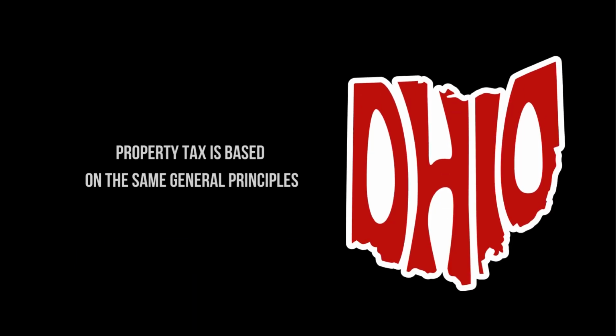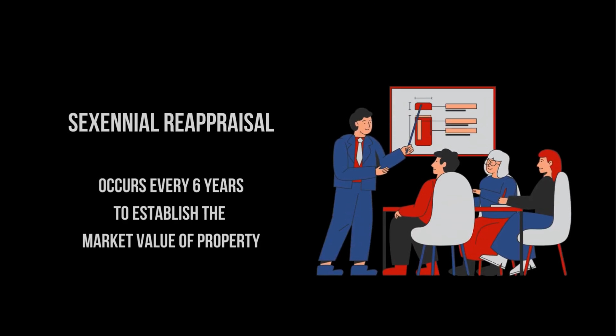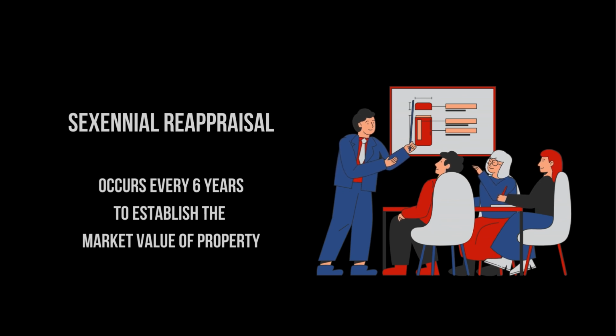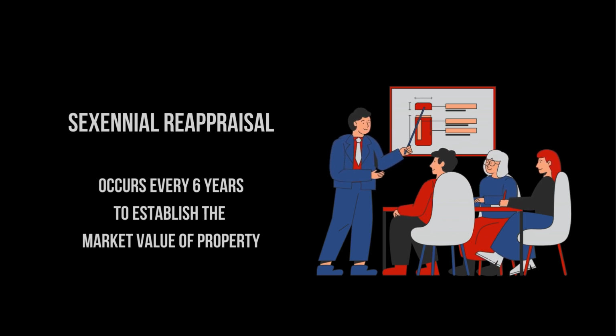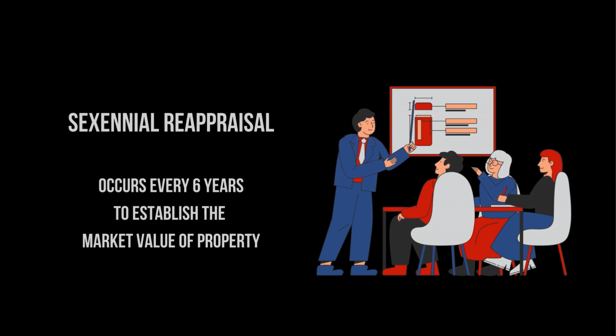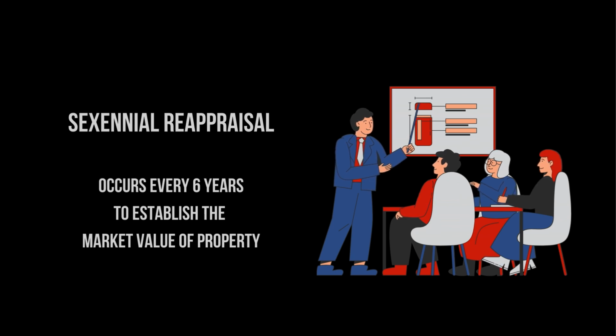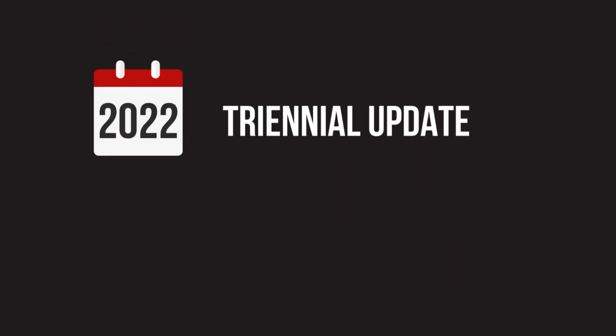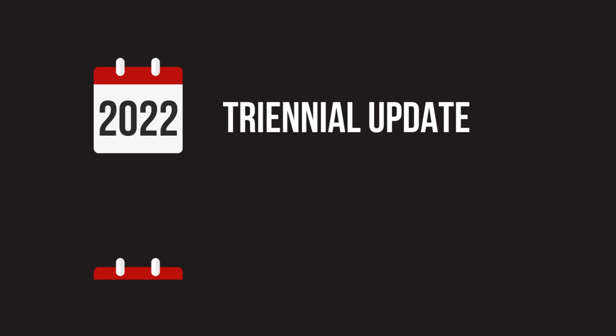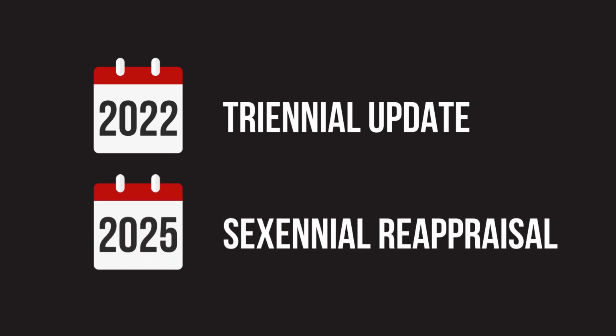Property tax is based on the same general principles, except Ohio uses a few unfamiliar methods and phrases that make it more difficult to understand. Every 6 years, the Ohio Auditor of State works with the county auditors to establish the market value of property, called a sexennial reappraisal. They also do a comprehensive update in this value in the third year between reappraisals. Champaign County had its last update in 2022 and will have a full reappraisal in 2025.